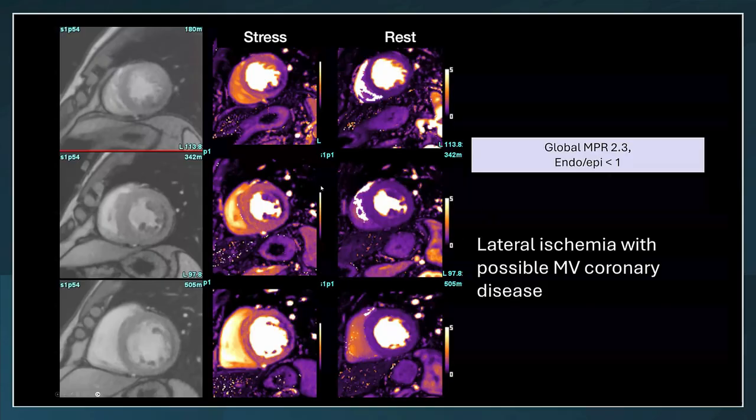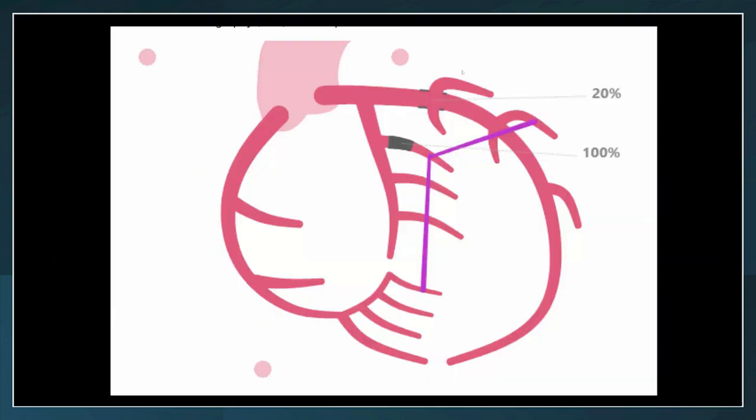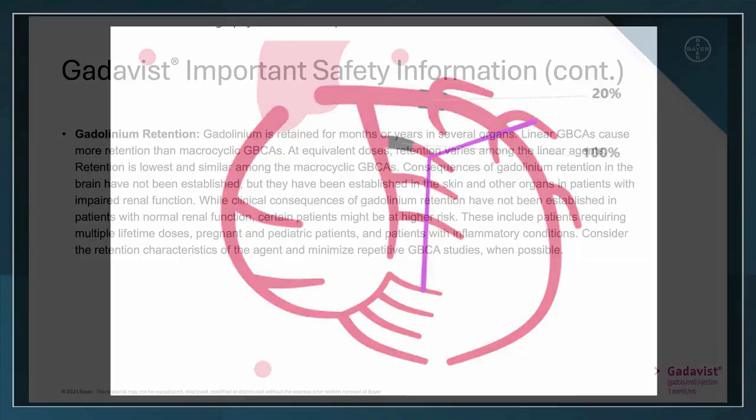With these concerning findings of the lateral wall, he was sent to the cath lab and was noted to have a tight OM branch of the circumflex artery being tightly stenotic, explaining the lateral wall hypoperfusion.